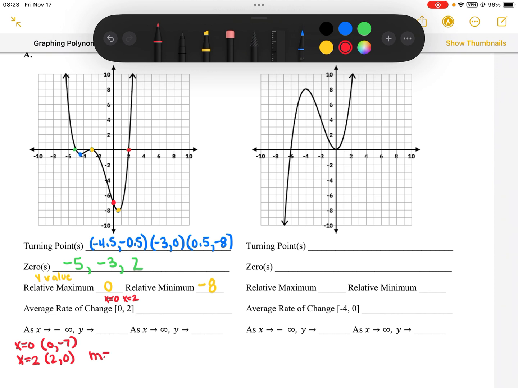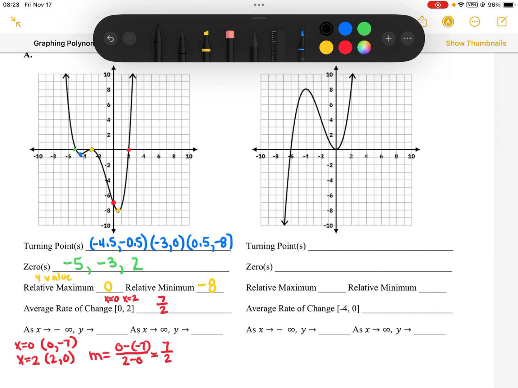Between these 2 points, I'm going to go ahead and find my slope. So m equals 0 minus -7 over 2 minus 0. So 0 minus -7 becomes 7, 2 minus 0 is 2. So your average rate of change will be 7 over 2, and you can leave that as a fraction.